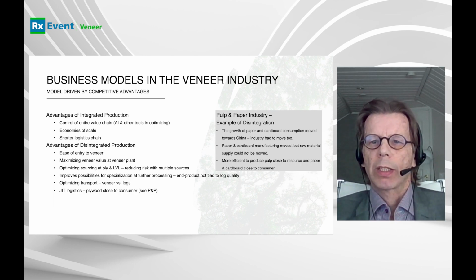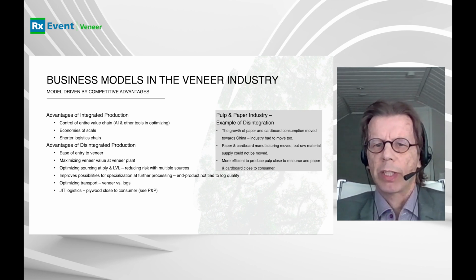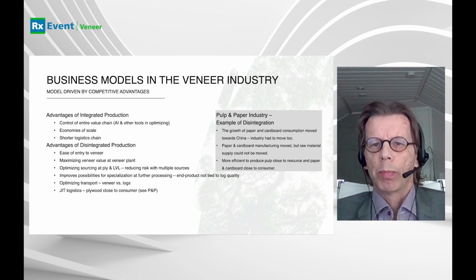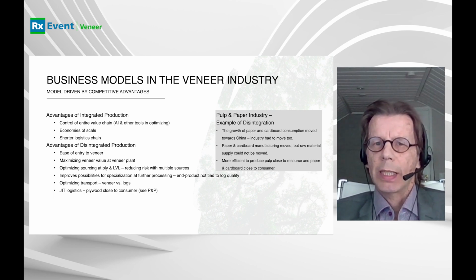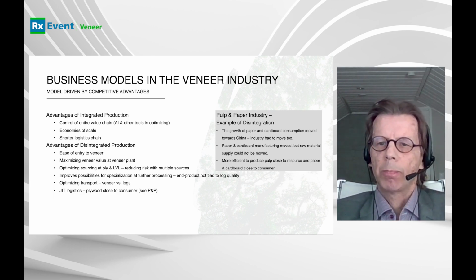But first, let's talk a little bit about the pulp and paper industry. The pulp and paper industry is a good example of an industry segment where the competitive advantage has shifted over time from an integrated model towards a disintegrated model. In the late 1900s, it was common to produce pulp and paper in large integrated manufacturing units that made both pulp and paper or pulp and cardboard.